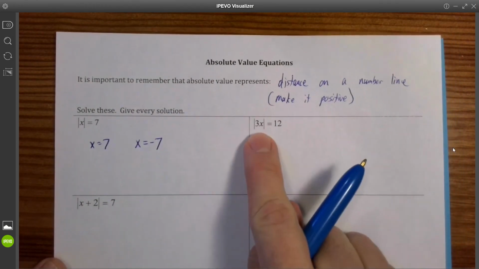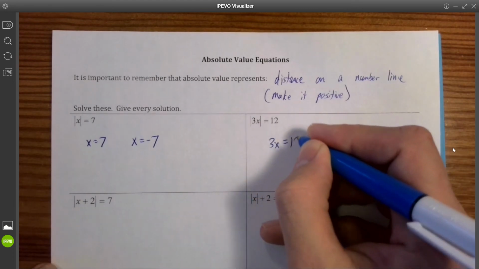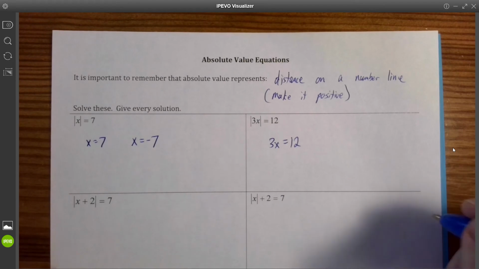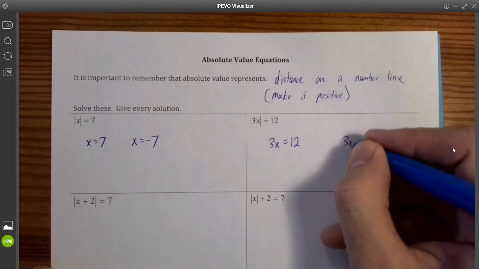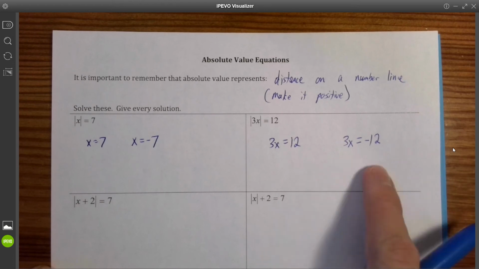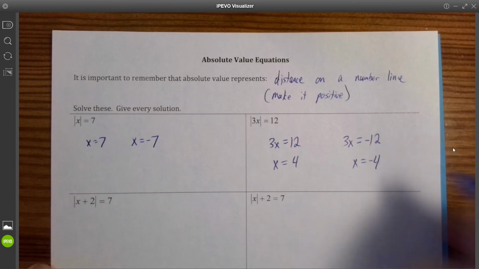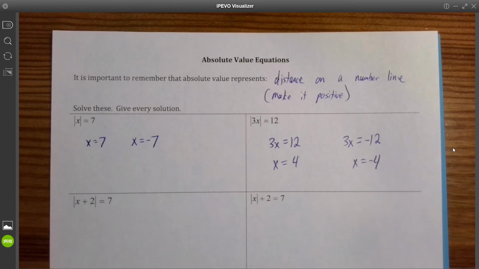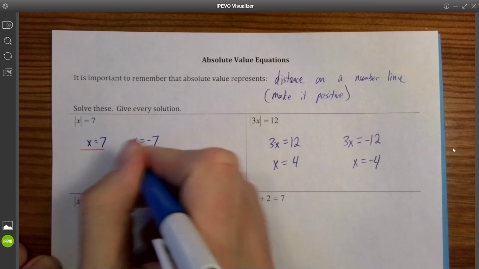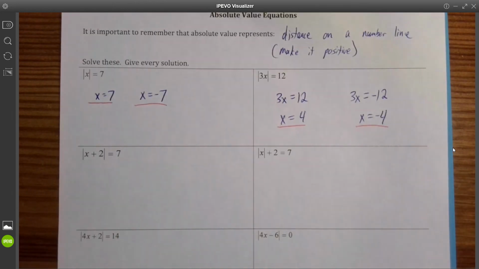So absolute value of 3 times x gave me 12, which means 3 times x could have equaled 12. And I was good with that, and I didn't have to make it positive. But 3 times x could have given me -12, and I had to make it positive. So either one of those is valid, and we divide both of them by 3, and we get 4 over here, and we get -4 over here. So we have two answers. So when I look at this one, I have two answers. Here I have two answers. And this one I'm going to have, guess. Yep, you're right, two answers. And those two answers are not going to be 7 and -7, but that idea will lead us to that.